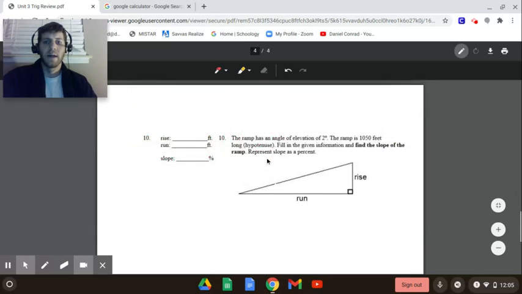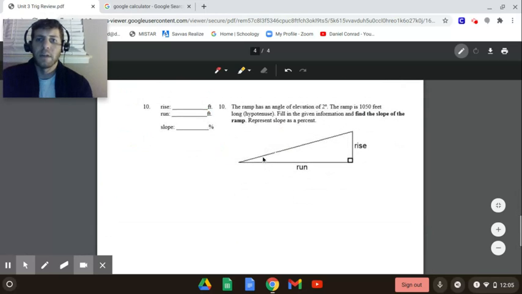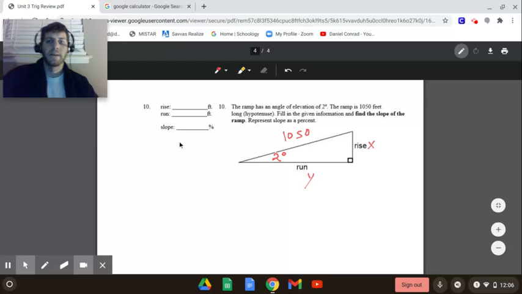Okay, and then the last one here, number 10. The ramp has an angle of elevation of 2 degrees. The ramp is 1,050 feet long. Fill in the information and find the slope. So we need to find the rise and the run. Let's call this x and this y. Let's look at SOHCAHTOA here.